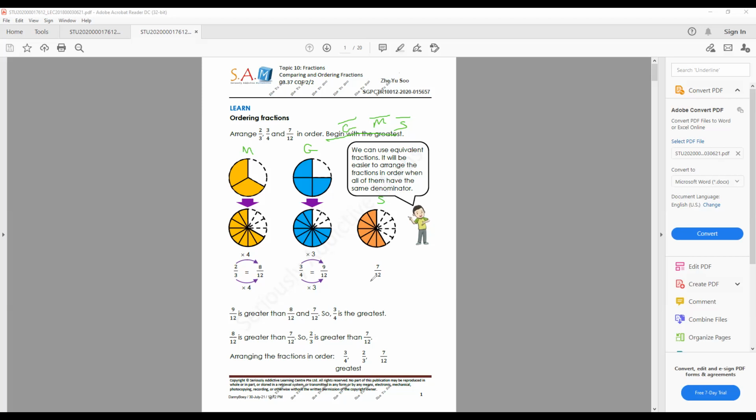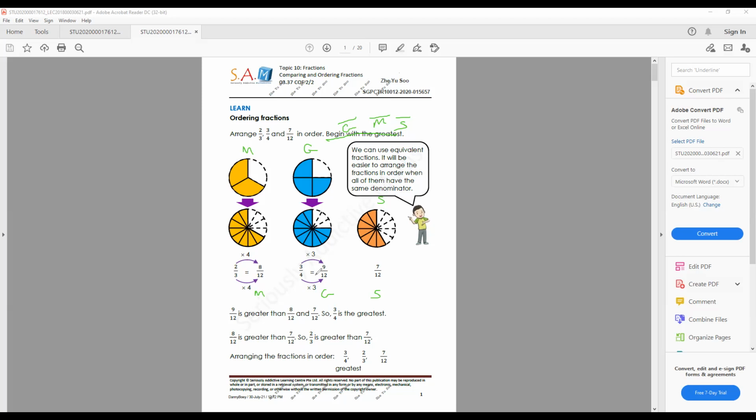Now, if you don't have the visuals to help you, then you will need to convert them into equivalent fractions, as we learned in the previous lesson. So 2/3, 3/4, 7/12. Let's look at the biggest denominator, which is 12. So we'll convert all denominators into 12. 2/3, if you convert into denominator of 12, you get 8 out of 12. 3/4, if you convert into denominator of 12, you get 9 out of 12. So now let's compare 8 out of 12, 9 out of 12, 7 out of 12. The greatest is 9 out of 12, followed by the middle one, 8 out of 12. And the smallest one is 7 out of 12.